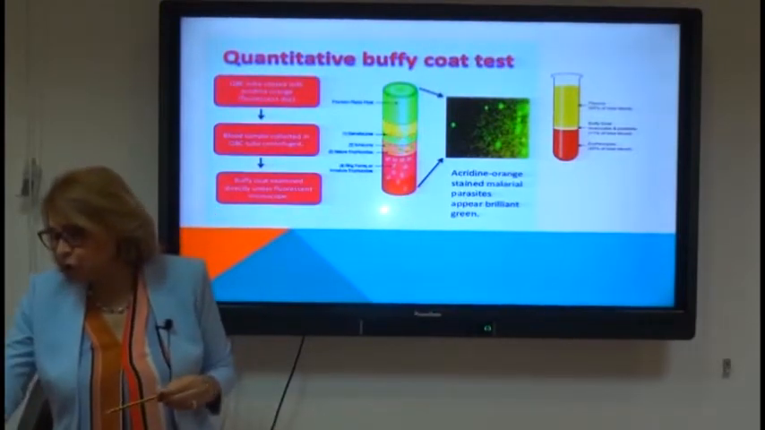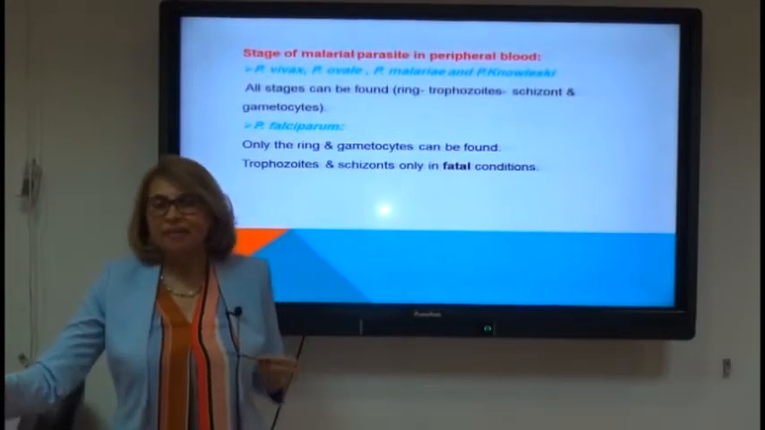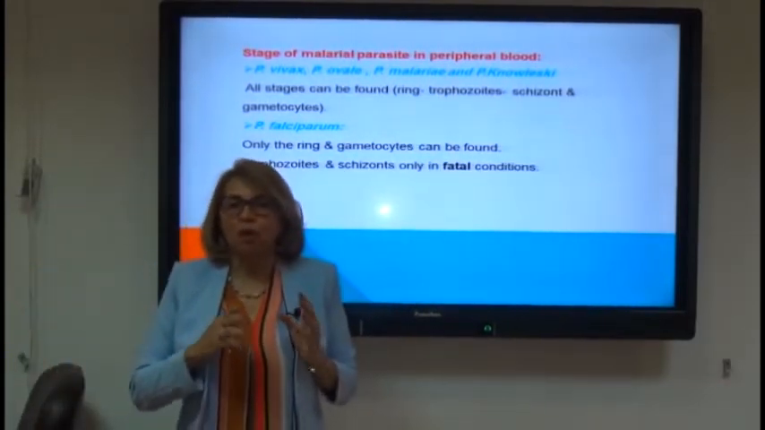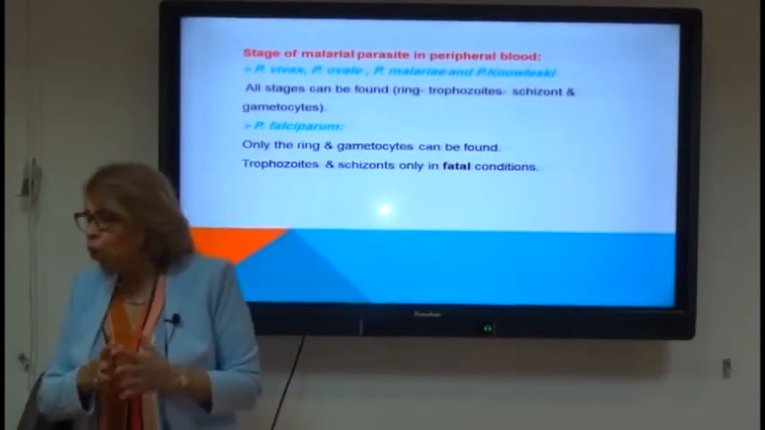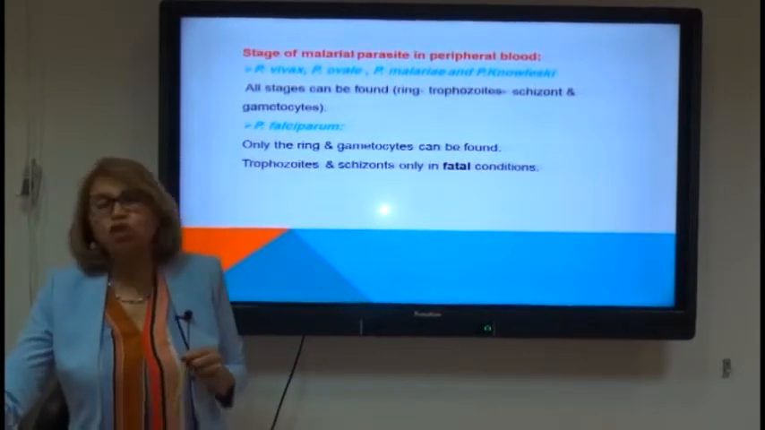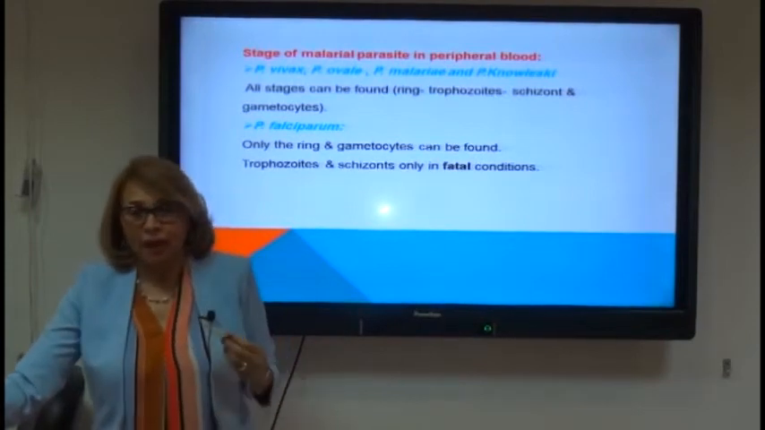And the sternal puncture. As I told you, in the peripheral blood all the stages are detected in Plasmodium vivax, ovale, and malariae, and in falciparum only the gametocyte and the ring are present. The trophozoite and the schizonts are present only in fatal conditions because they are present inside the capillaries.